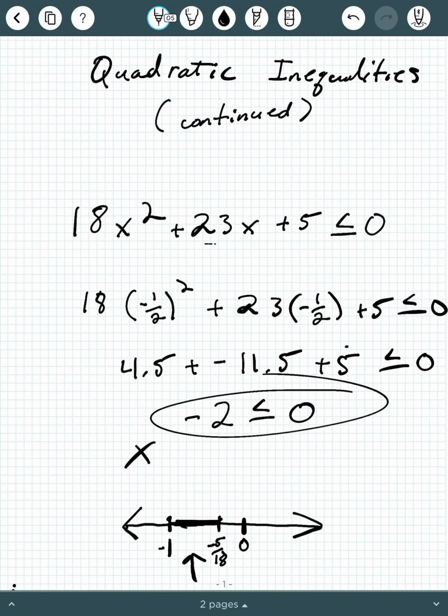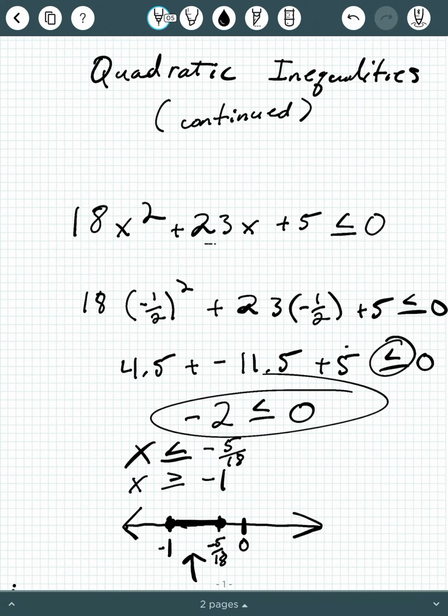Ultimately, what that says is that x, and by the way, my apologies, as I shade, I also need filled in circles because it is less than or equal to those boundary points. So we have filled in circles and shading, meaning that x is less than or equal to -5/18, but also x is greater than or equal to -1.